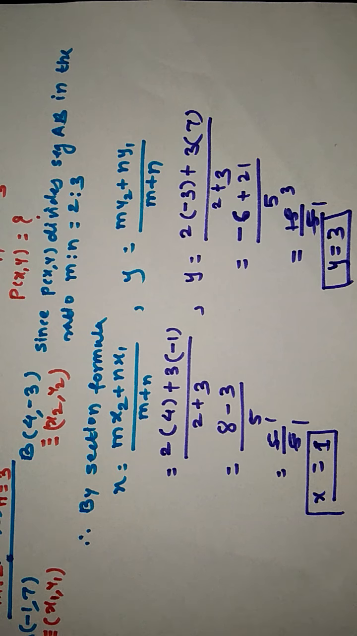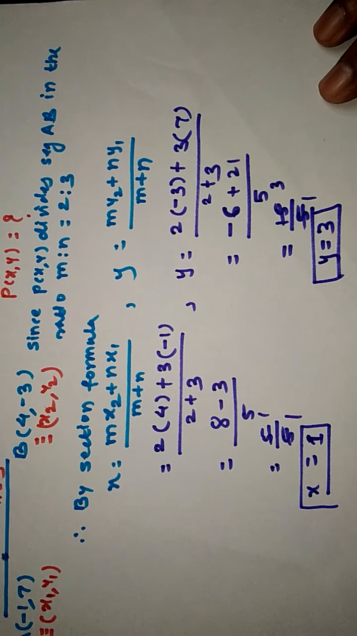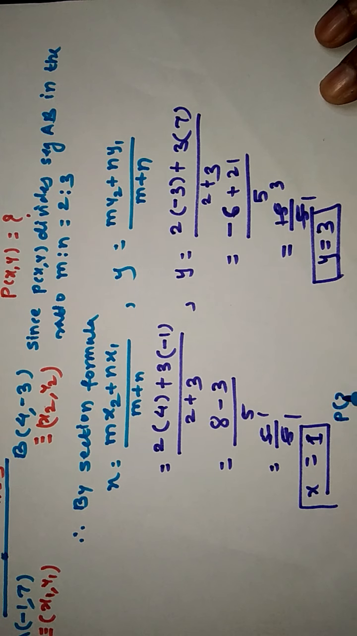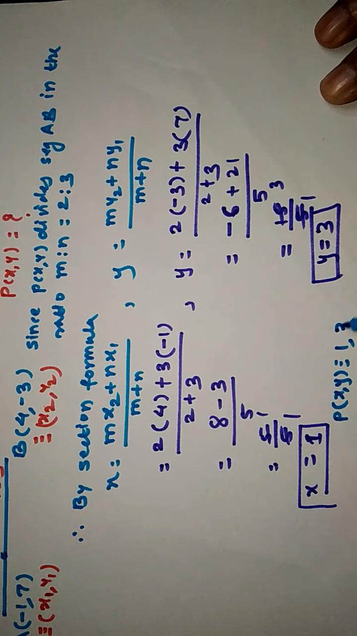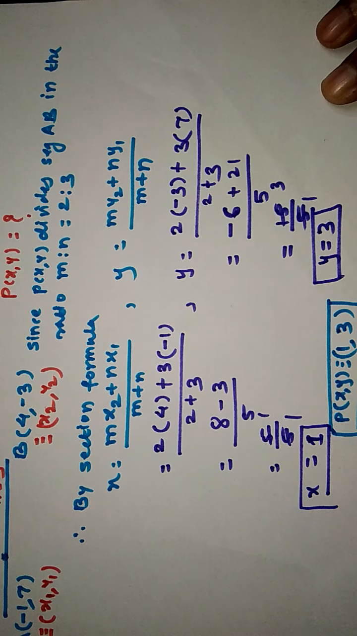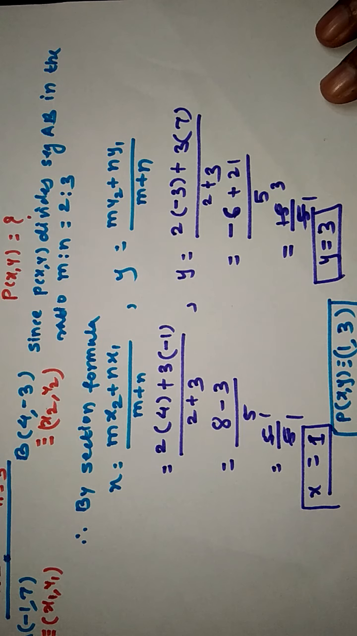Therefore, the coordinates of P(x, y) are x is 1, y is 3. This is the required answer. See carefully.